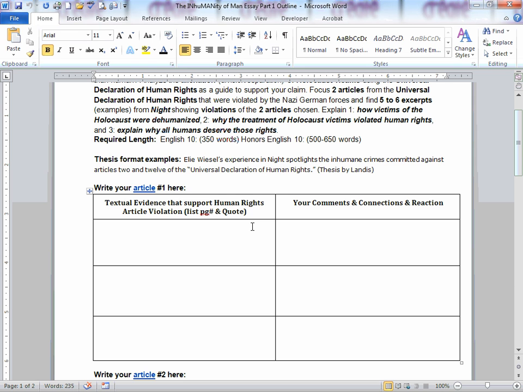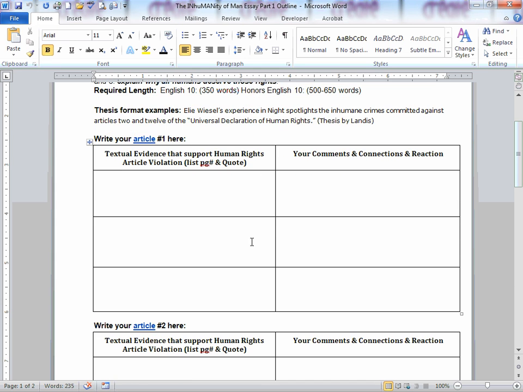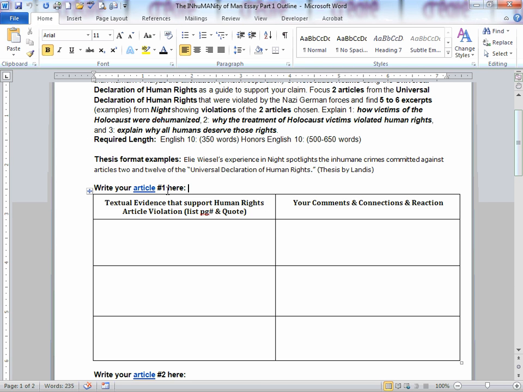So, for the standard classes, non-honors classes, you only had to do 1 article. For my honors classes, you had to do 2, maybe 3, depending if you wanted the extra credit. Now, I have a hyperlink to the Universal Declaration of Human Rights right here. So the first step you're going to do is you're going to choose your article. What article do you feel was best portrayed that violated the human rights, where the Nazi forces violated the rights?